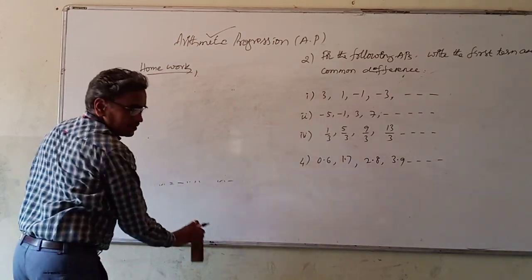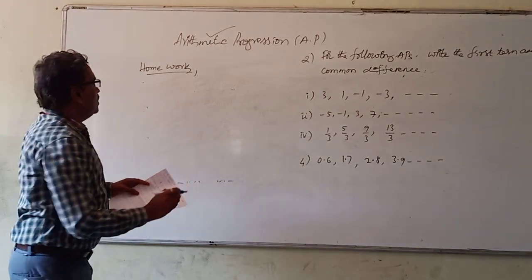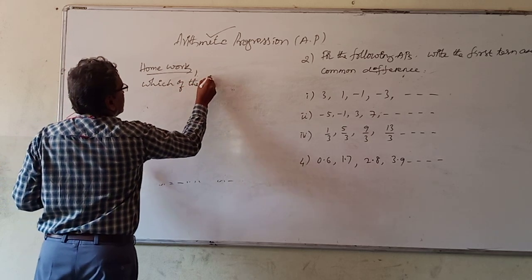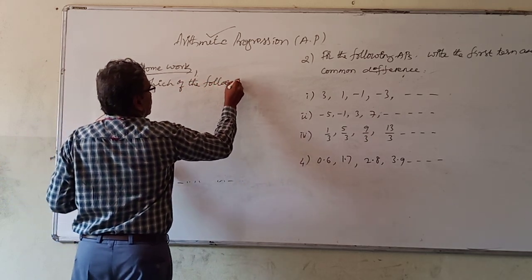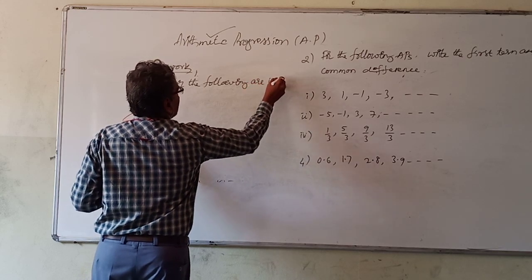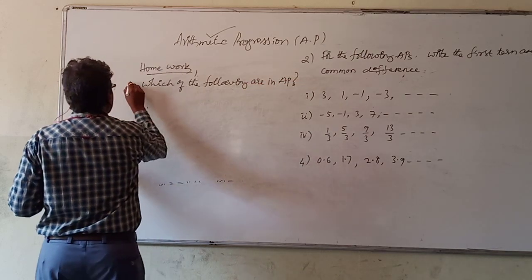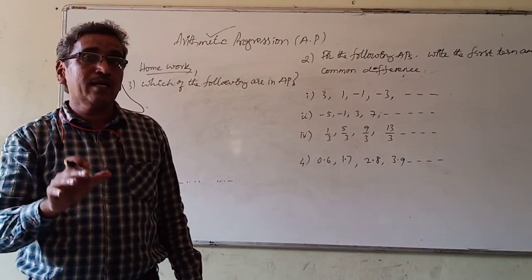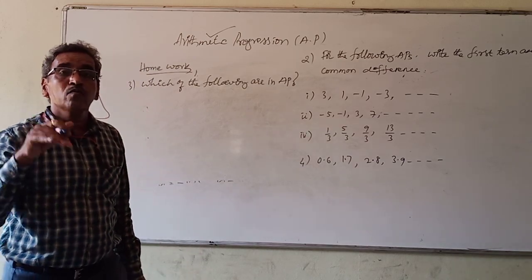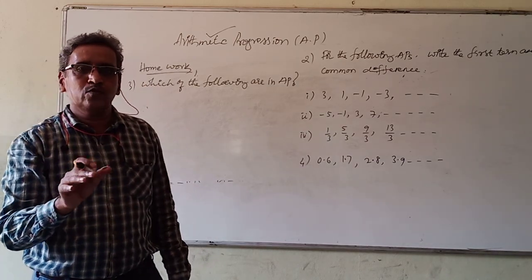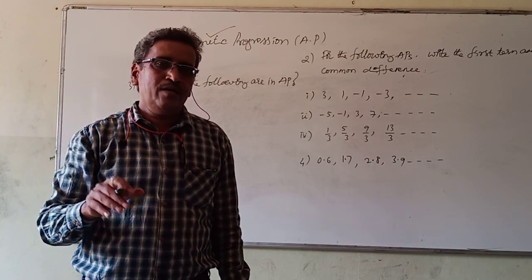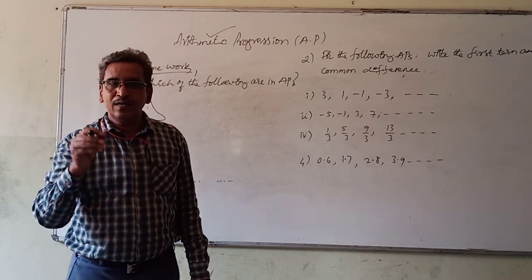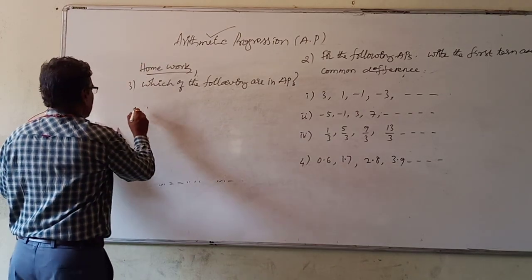The next type is: which of the following are in AP? It means they have given a set of numbers, and our work is to decide whether the numbers are in AP or not. So what is the approach there? According to the definition, the difference must be constant, and that difference must be calculated as the term minus its preceding term. So that is the first example.